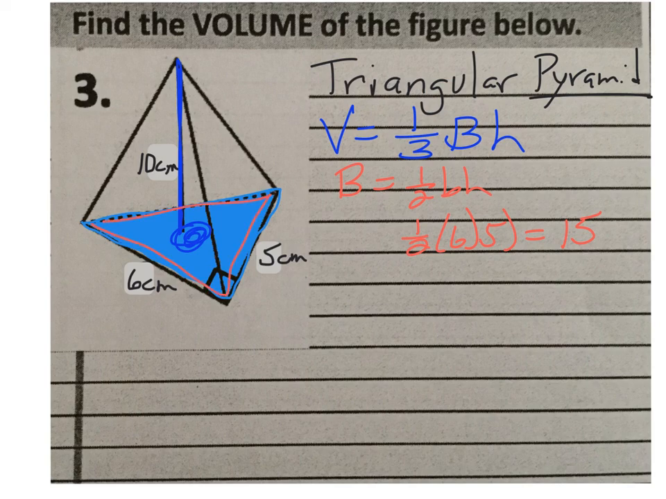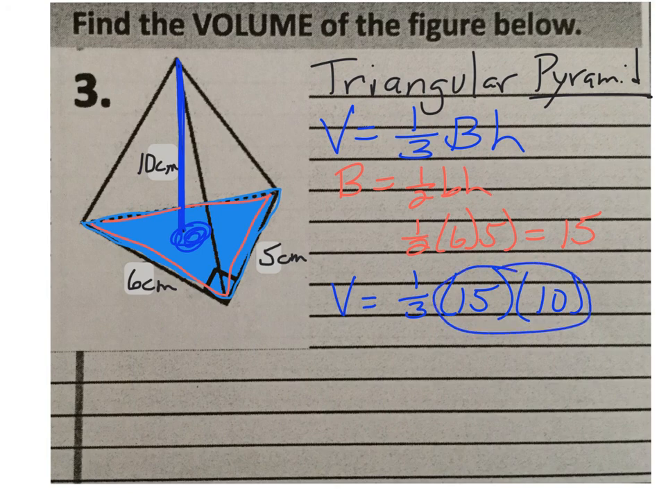Now let's fill it in the formula, so we're ready to go. Volume equals 1/3, that is 15 for that large B, and the height of the object is the 10 because it's what connects to the very tippy top point. So we just multiply it out. This is 150, so 1/3 of 150. So divide it by 3. So volume is 50 cubic centimeters.